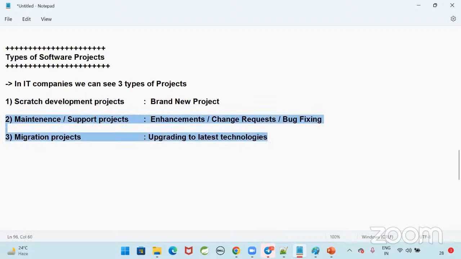If you go for a maintenance project, the learning curve will be very low because you will not get that chance. Everything is already done. The project is already ready. You need to make some changes in the existing project. Are you getting my point?